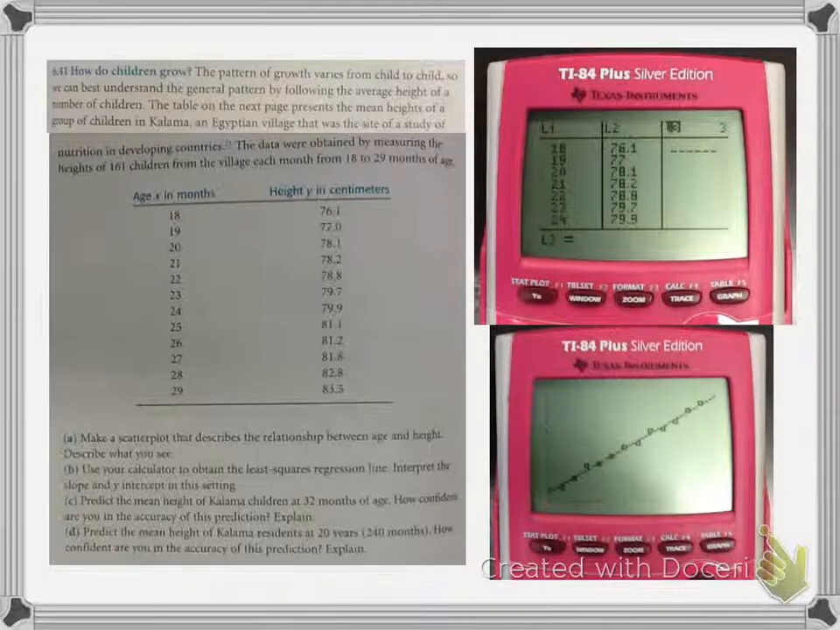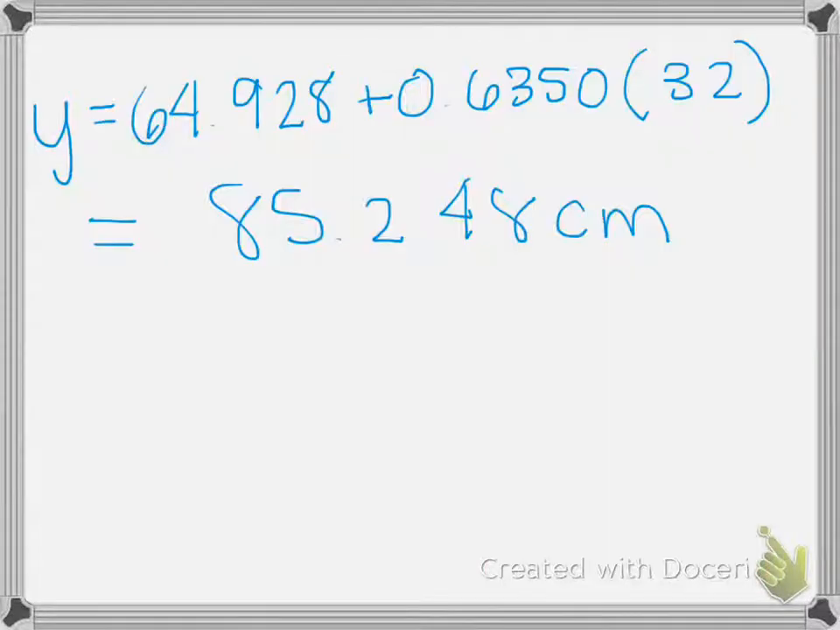Now for C. C says, predict the mean height of Kalama children at 32 months of age. How confident are you in the accuracy of this prediction? Explain. So to answer this question, you will have to plug in 32 into the least squares regression line equation you found in B. So you say that y equals 64.928 plus 0.6350 times 32. That equals 85.248 centimeters.